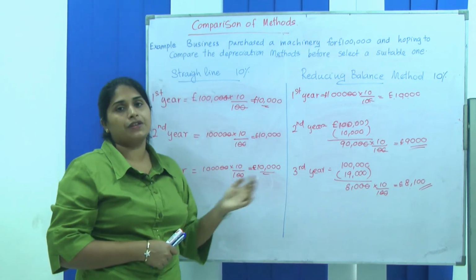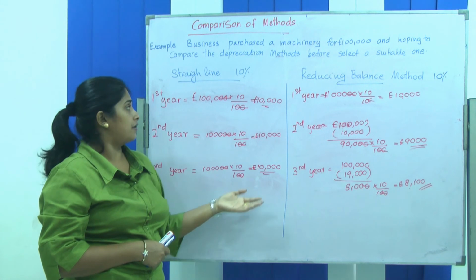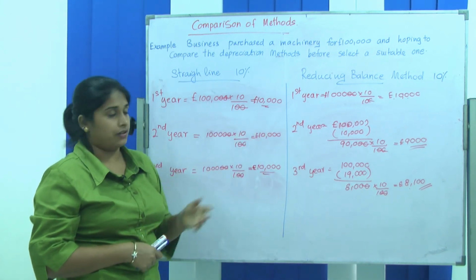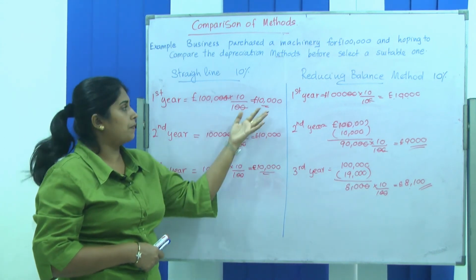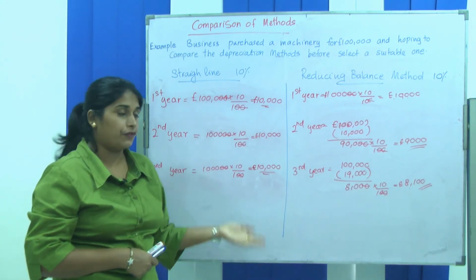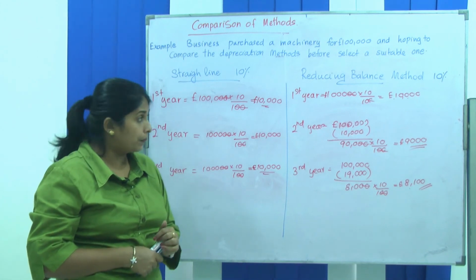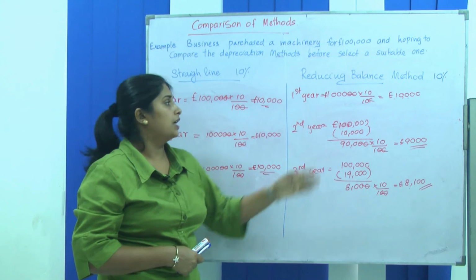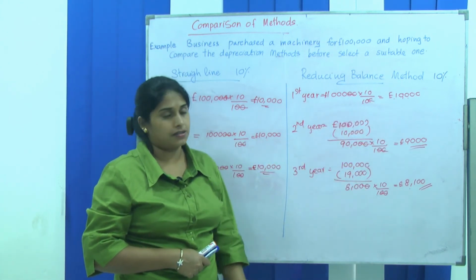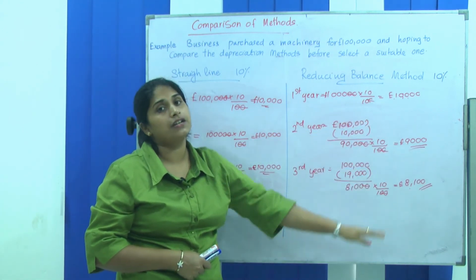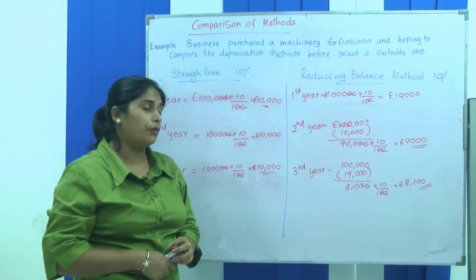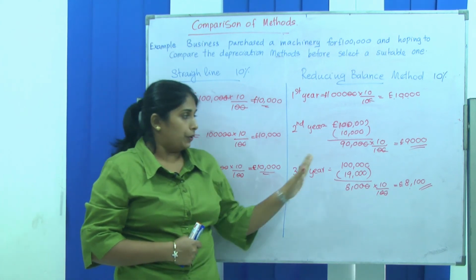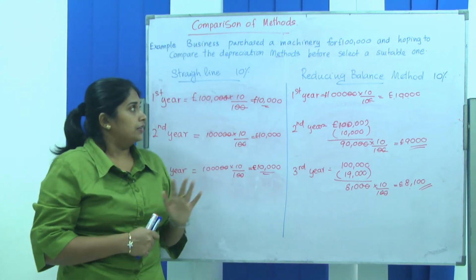But the one and only difference between these two methods is the depreciation charge. If you are using the straight line method, the depreciation charge will be the same for all the years that you are hoping to use the asset. But if you are using the reducing balance method, the depreciation charge per year decreases year by year, annually, until it becomes 0. So I hope you understood very well.